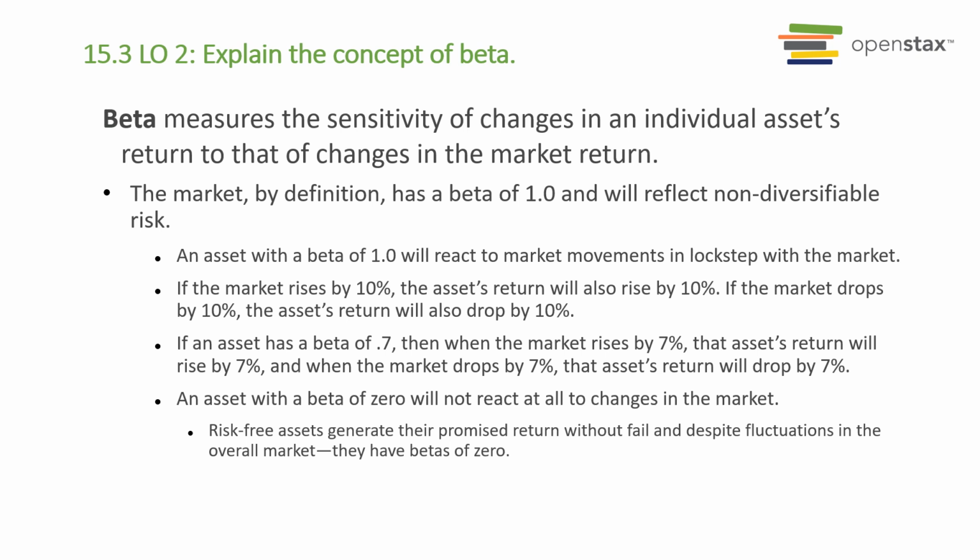An asset with a beta of 0 will not react at all to changes in the market. Risk-free assets generate their promised return without fail, and despite fluctuations in the overall market, they therefore have betas of 0.